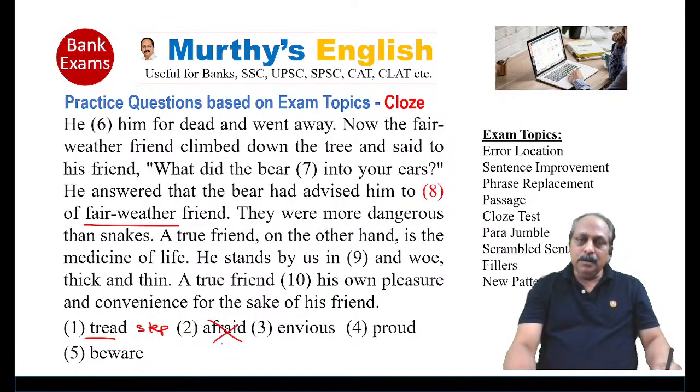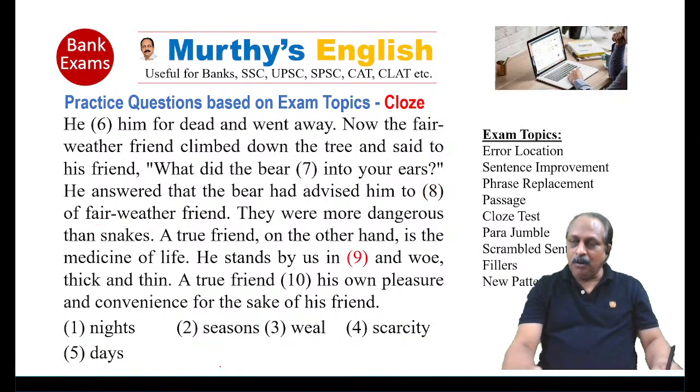Too envious, jealous, no. Proud, no. Beware of, to beware of. What is the right word? Fair weather friend. Beware of dogs, beware of fair weather friends. Very good. They were more dangerous than snakes.